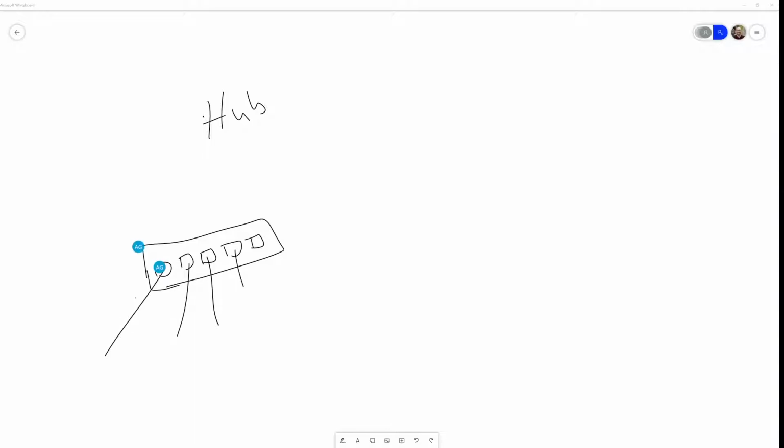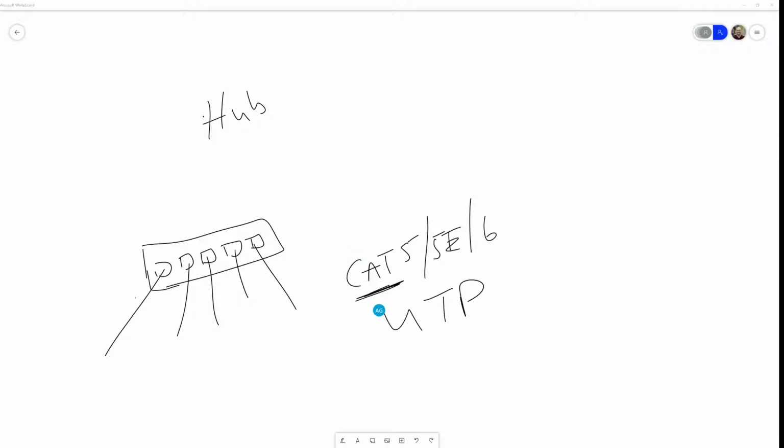unshielded twisted pair cable, whereby we could now, in a data closet, rack mount a hub. I'm going to use the word hub, and we could run Cat5 or some type of Cat, which stands for category, 5, 5E, 6. We could run a category of cable. It's unshielded twisted pair. It's no longer coax to each computer. Okay, so this was very nice.